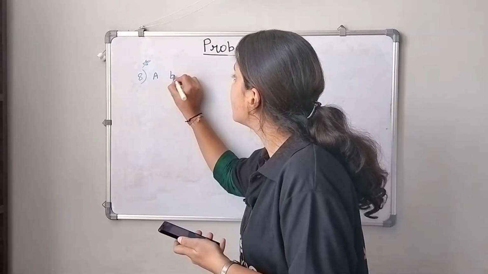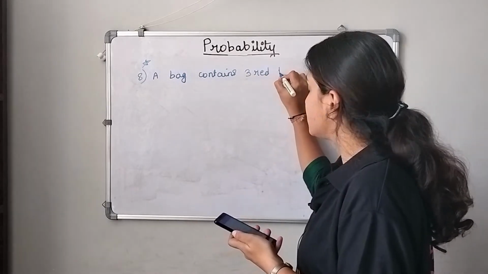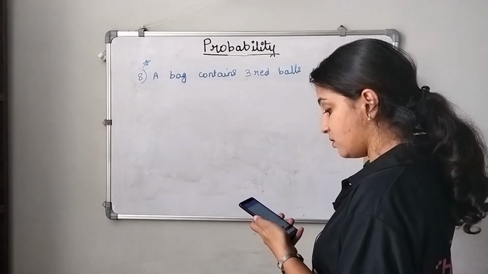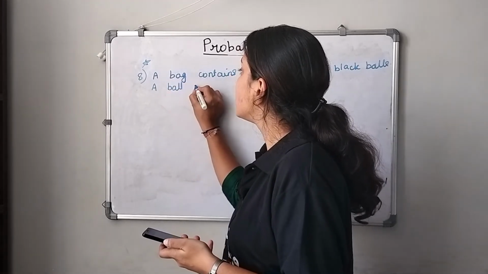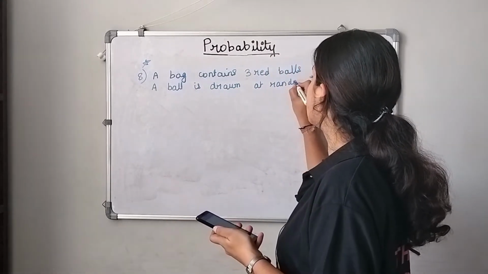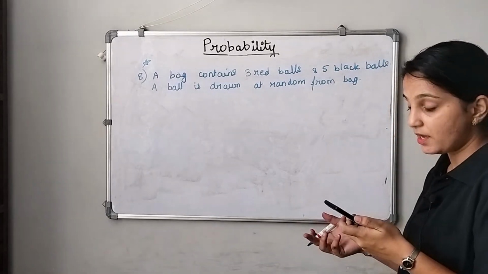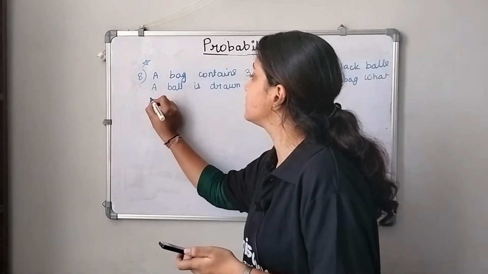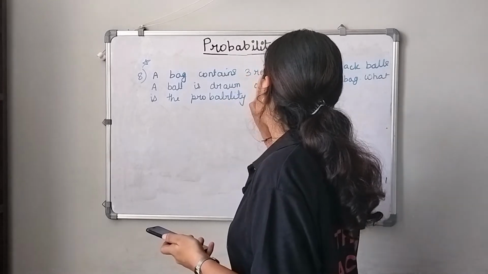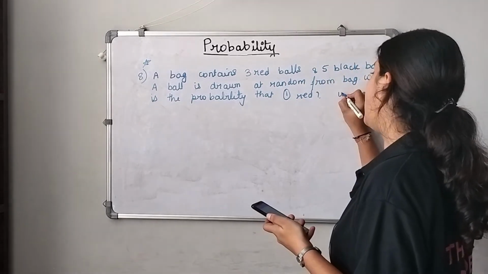Now, a bag contains 3 red balls and 5 black balls. A ball is drawn at random from the bag. What is the probability that the ball is first red and not red?